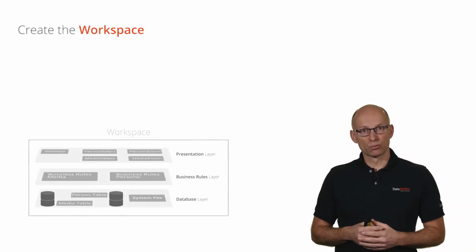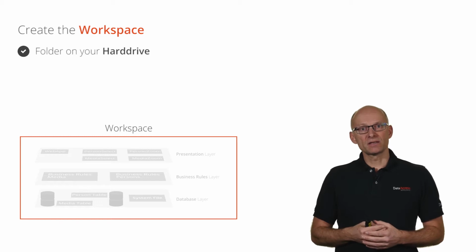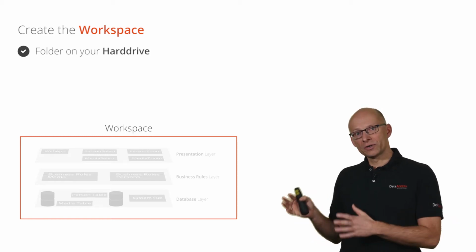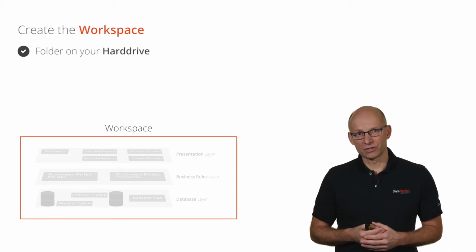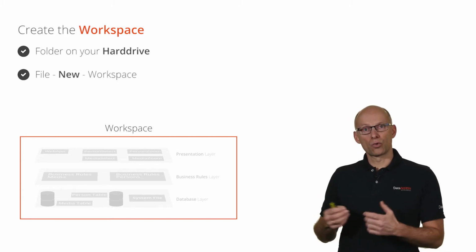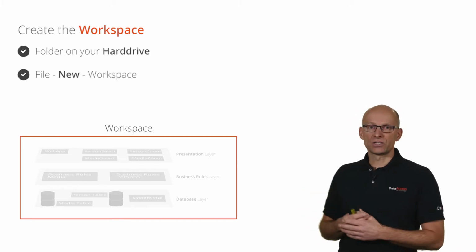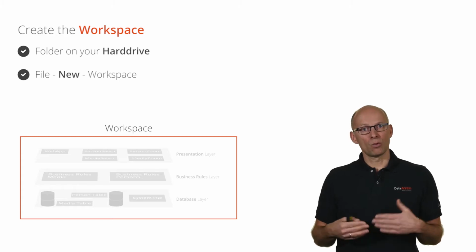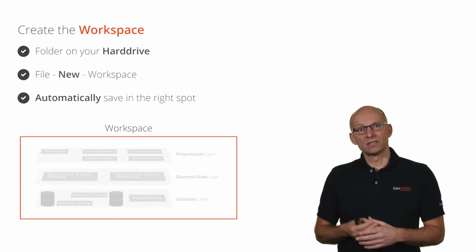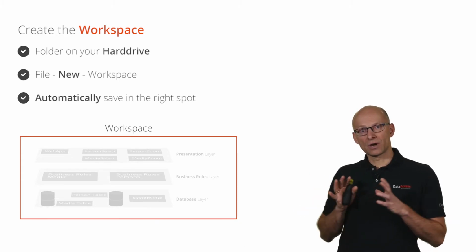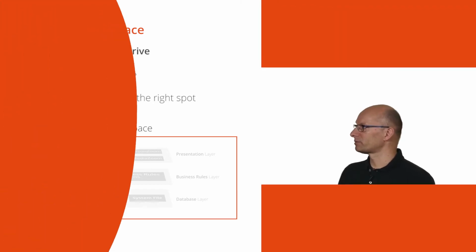The first thing that you need is a workspace. The workspace is basically a folder on your hard drive where all the data is stored that belongs to your application. You just click on the new workspace menu item. It asks you for a description and a name and where to store the workspace. DataFlex will automatically store all the items from your application in the right spot.